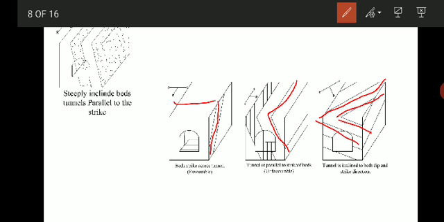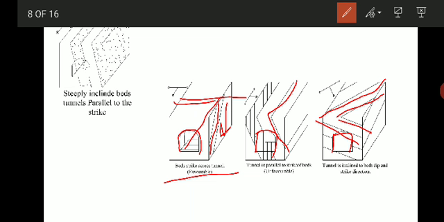Here the axis of the tunnel plays a very important role. The tunnel axis may be running parallel to the dip direction or parallel to the strike direction of the bed. So in the first image you can see this is a tunnel. These are all the tunnels which are constructed in such rocks. So in the first case, how are the beds? The beds strike across the tunnel excavation. So this is the dip of the bed and this is the strike of the bed.